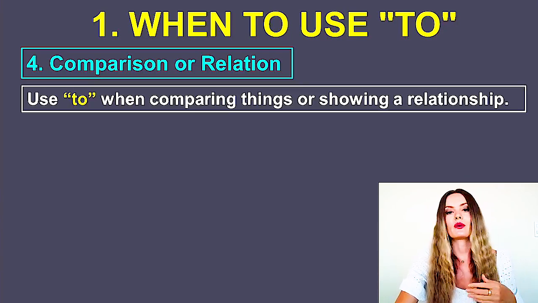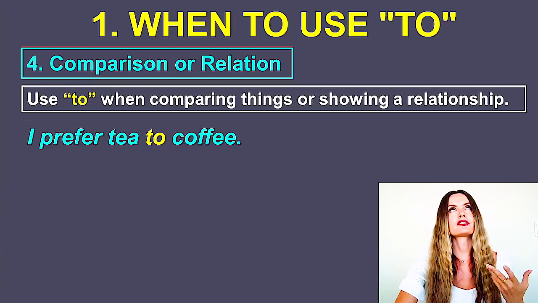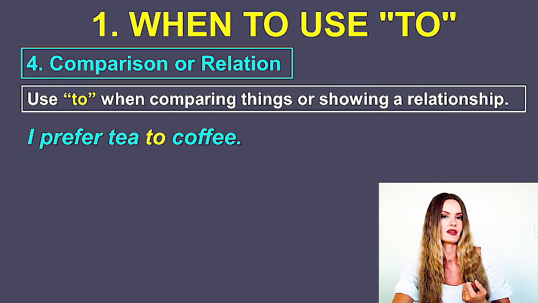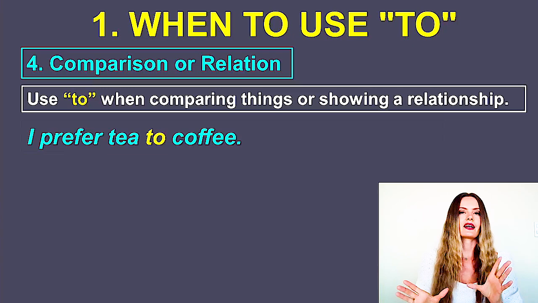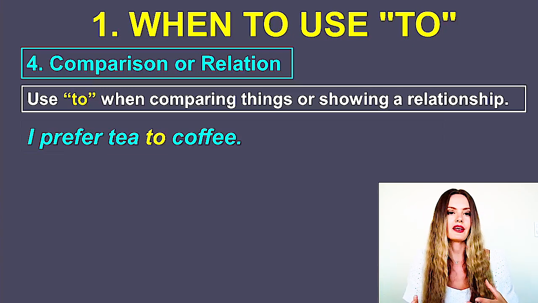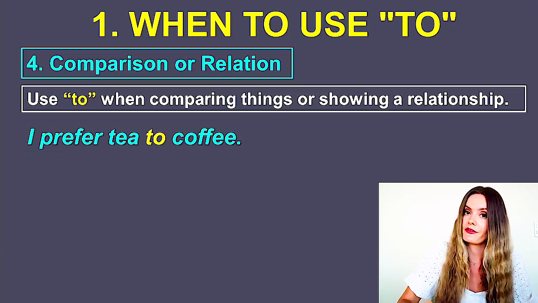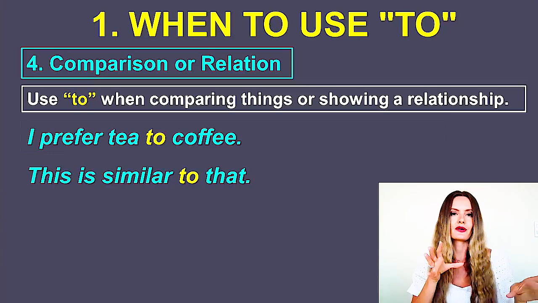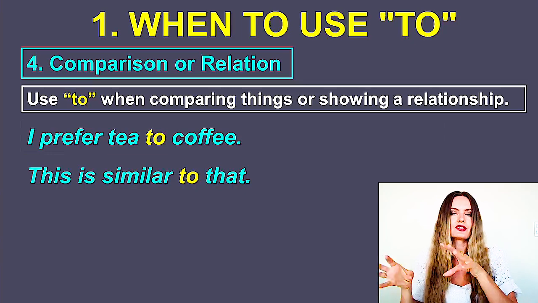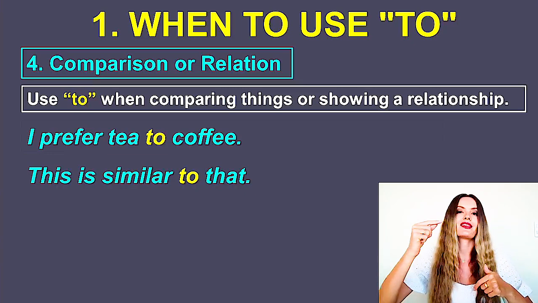Number 4, we use to show comparison or relation. Use to when comparing things or showing a relationship. I prefer tea to coffee. So this is my preference, right? Here I compare tea and coffee, and I say that I prefer tea to coffee. This is similar to that. So here we show the relation.